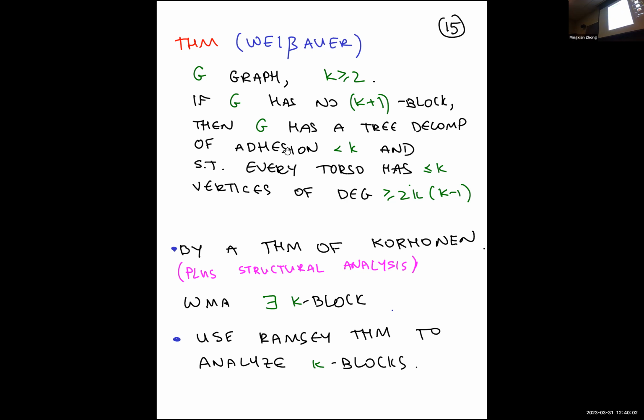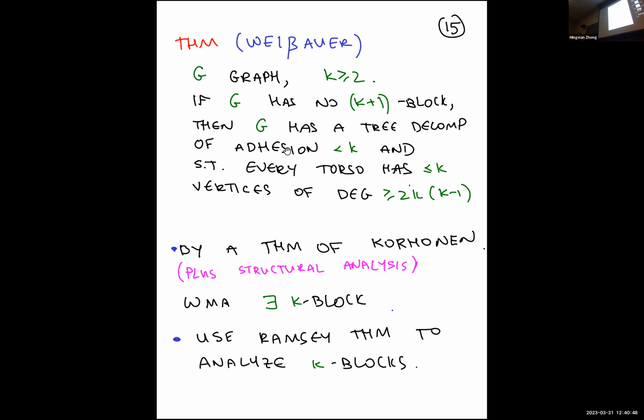Now for every bag there's something called its torso. What that means is you remember the bag, but also how it talks to the rest of the graph. You look at this bag, you look at places where it meets other bags, and every place where it meets another bag, that's called an adhesion, you make that into a clique. And there's a sense in which it remembers the rest of the graph. In what sense? Well, if I now put some tree decomposition of this, and some other tree decomposition of the torso of that, and so on, I can then glue them together.